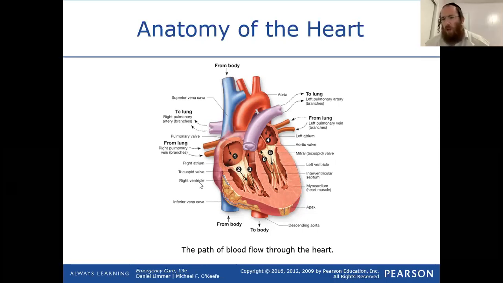Okay, and it all works perfectly, hopefully for many years. The blood that comes back from the lower part of the body, that goes down, yes. How does that come back? That's a really good question.